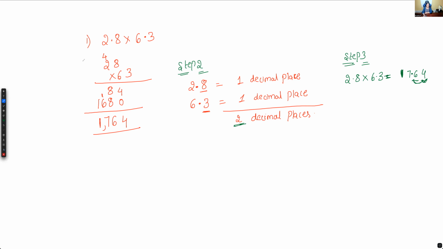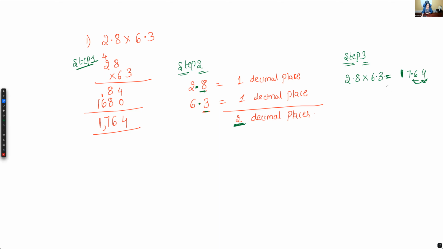So what we did in step 1, to do 2.8 times 6.3, we just took the whole numbers, 28 times 63, and did the regular multiplication. In step 2, we count the decimal places, which is how many digits you have after the decimal point. We have one decimal place in 2.8, and in 6.3, again one decimal place. So you add the two: 1 plus 1 becomes 2 decimal places.